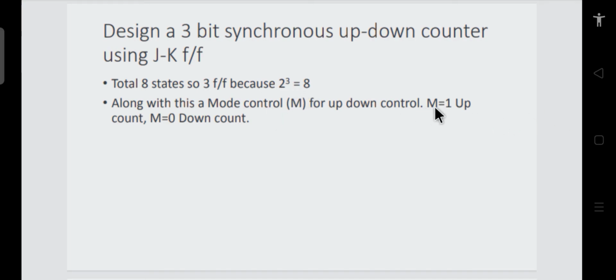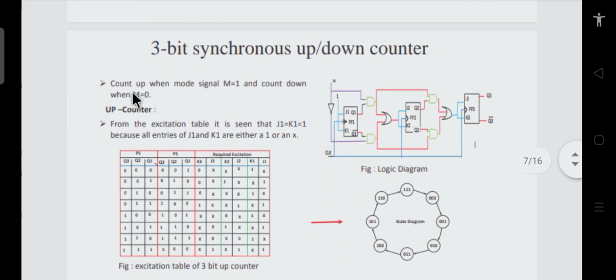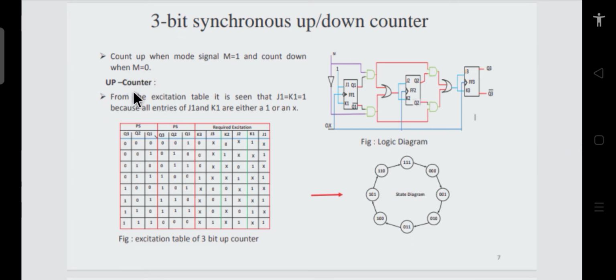For counting in one direction, M should be equal to 1. For counting in the other direction, M should be equal to 0. So this we have done. So let's say count up when mode signal M is equal to 1 and count down when M is equal to 0. So let's design first the up counter.